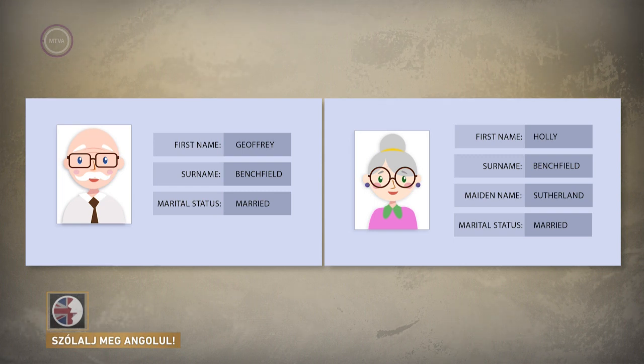Normally, when a woman gets married, she changes her name. She replaces her maiden name with her husband's name. Holly's maiden name is Sutherland. Her married name is Benchfield. Magic, wicked, fab. So, now we know about Alfredo's parents. Let's look at some of that information again. First name, surname, to marry, married, single, maiden name.